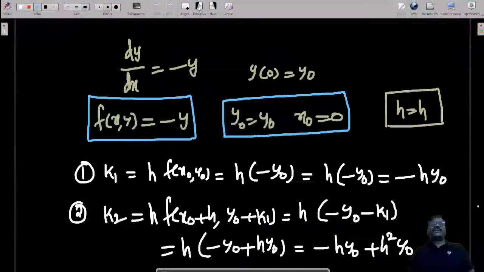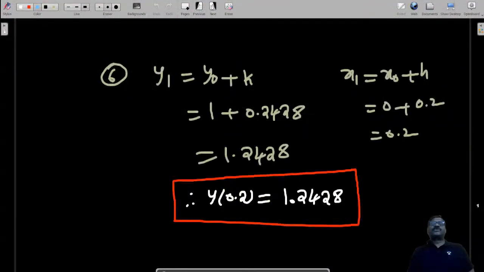This is modified Euler's method. Previous one is RK fourth order method.